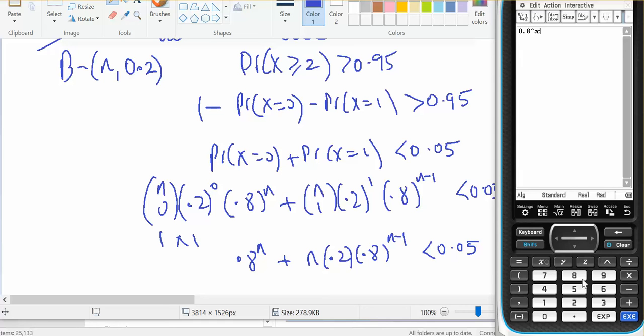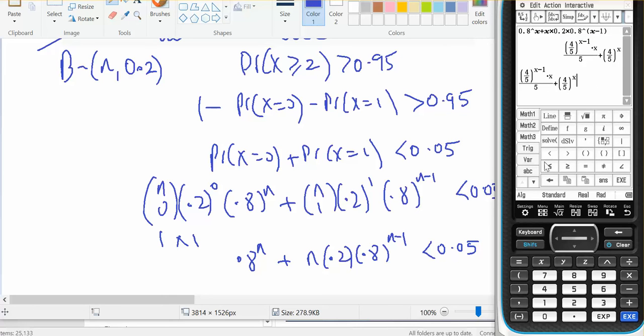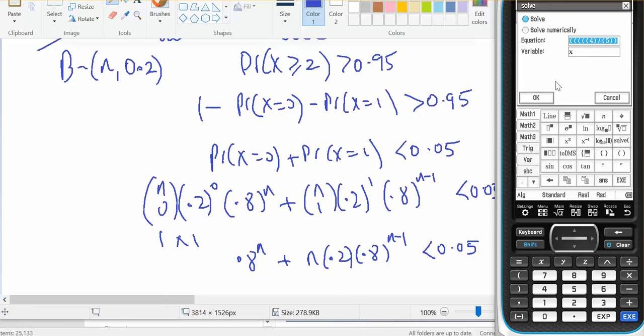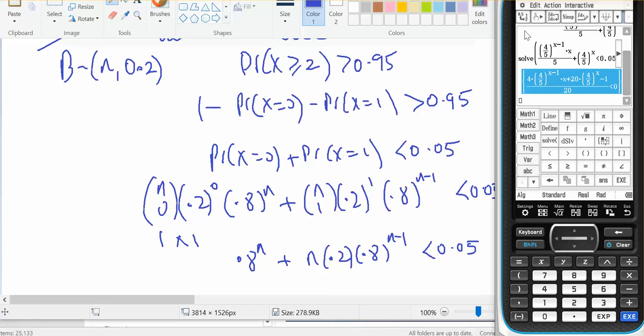0.8 to the power of x plus x times 0.2 times 0.8 to the power of x minus 1, less than 0.05, and go solve for x. Turn that into a decimal. Didn't solve it. So what am I going to do?